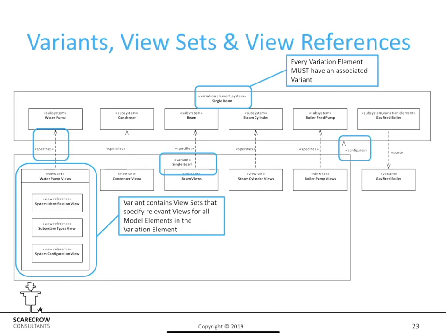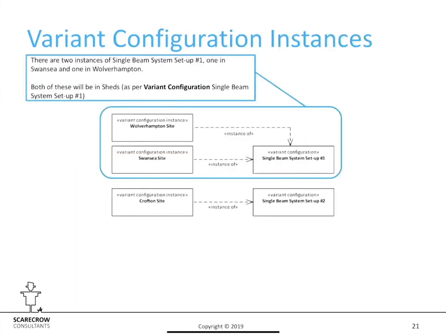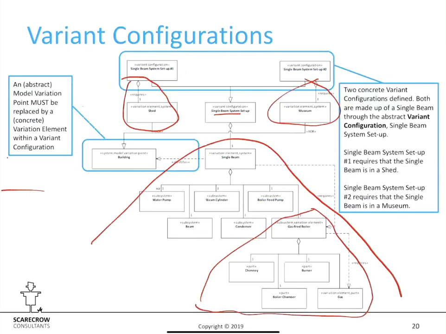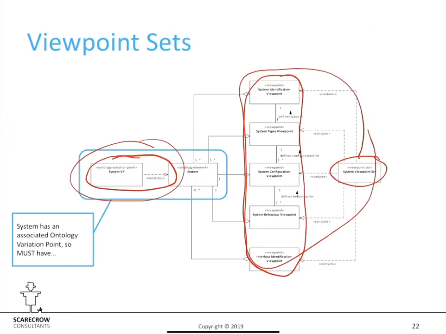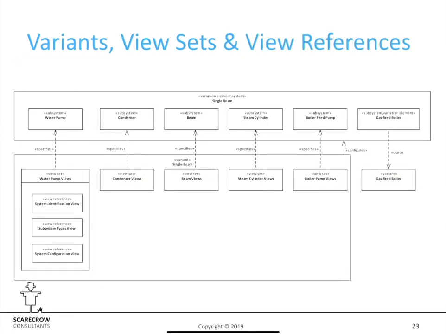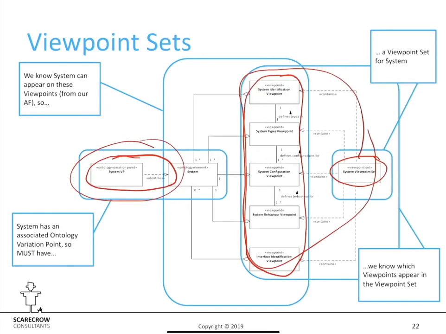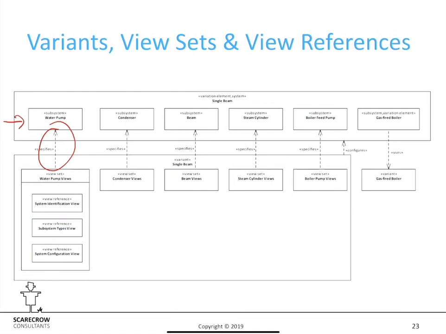So our single beam, if we go back a number of slides, we can see it on here. It's got a water pump, a beam, a steam cylinder, a condenser, etc. So all of those elements, which are here at that level, each of them will have a view set associated with them that specifies the diagrams, if you like, the views in your model that contain the information. And those view sets correspond to the viewpoint sets. They're essentially an instance of a viewpoint set.